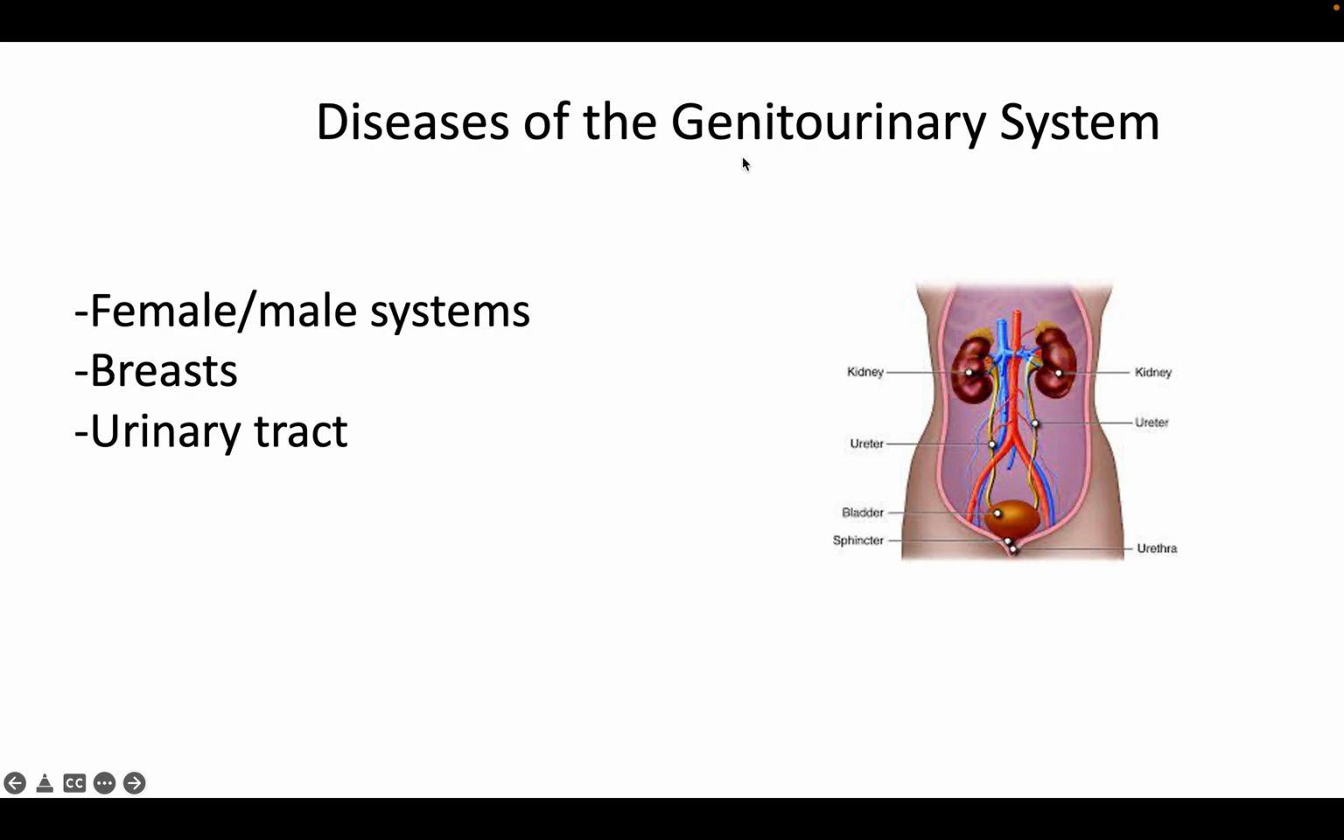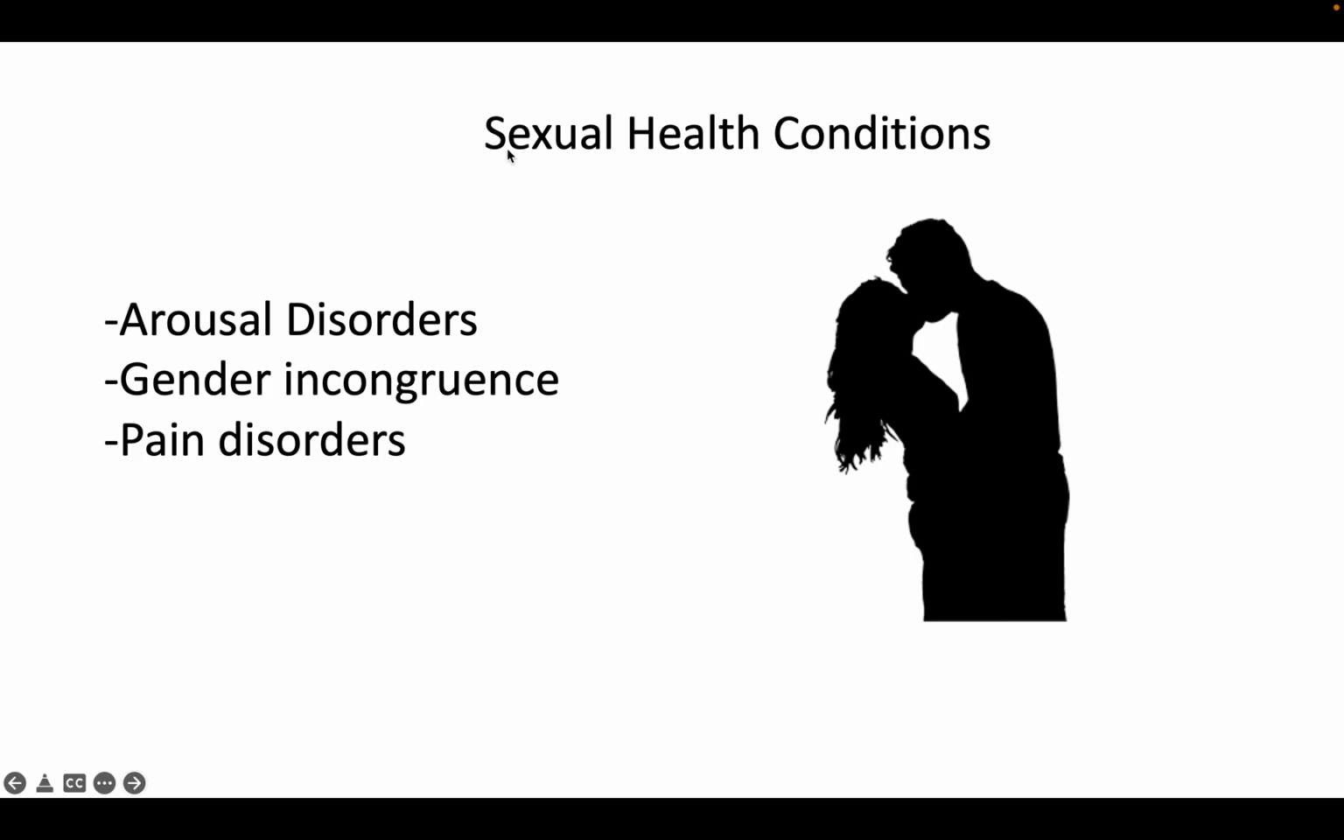Diseases of the genitourinary system. I feel like it's urogenital. I don't know, but it's basically just genitals and urinary tract. Yeah, basically subcategorized by female and male system, things affecting the breasts, and also things affecting the urinary tract, like urinary tract infections. Sexual health conditions like arousal disorders, that could be too much of it or not enough. Gender incongruence, which I imagine learning a lot about. And also pain disorders, like things to do with sex that shouldn't hurt, that are hurting, basically.